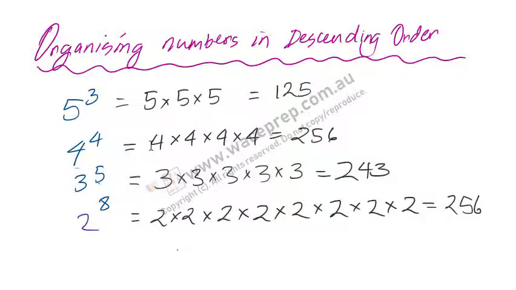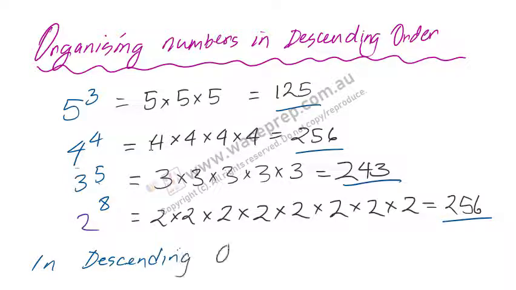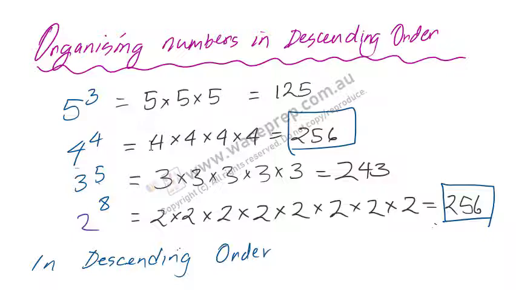Okay, now that we are done with calculating our 4 numbers, we need to represent them in descending order. In descending order, our largest number is 256. So we have 2 of these, 256 there and 256 there. It doesn't matter which one we write.